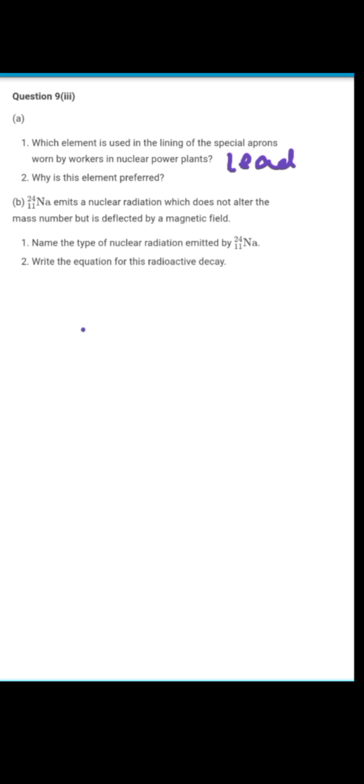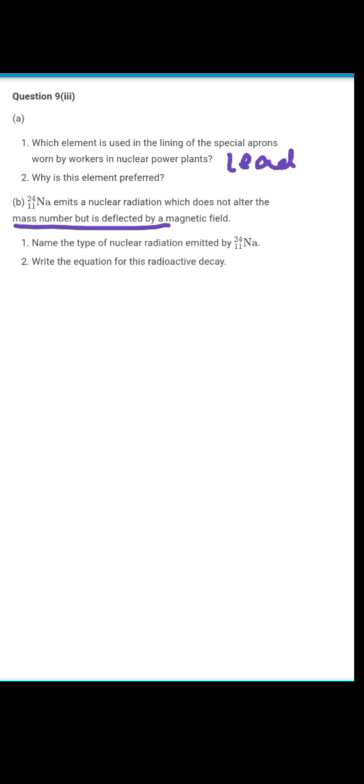We know that when an alpha particle is emitted, the mass number will decrease by 4 and the atomic number will decrease by 2. But when a beta particle is emitted, what will happen? There is no change in the mass number, but the atomic number will be increasing by 1. And in case of a gamma ray, there will be no change. So obviously, in this case, the mass number is not altered, but also the magnetic field deflection is shown. That means it is a beta particle.